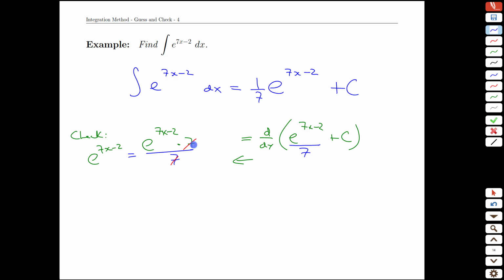And that is the full guessing and checking method. Take a stab at the form of the integral, then check it and see, in particular, whether there are any constants that need to be sorted out before we can get a perfect match to the original function.